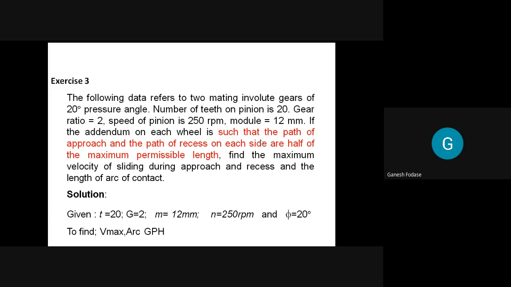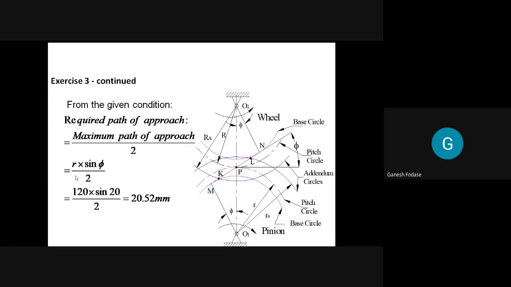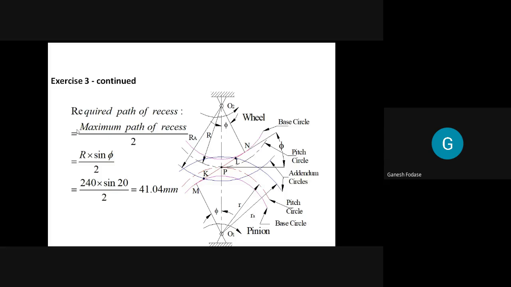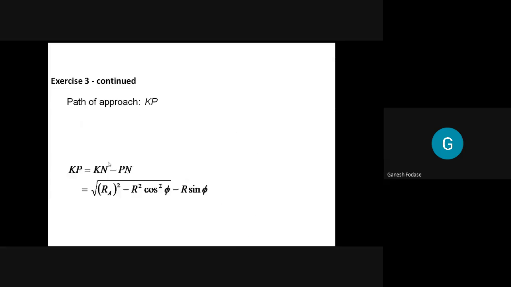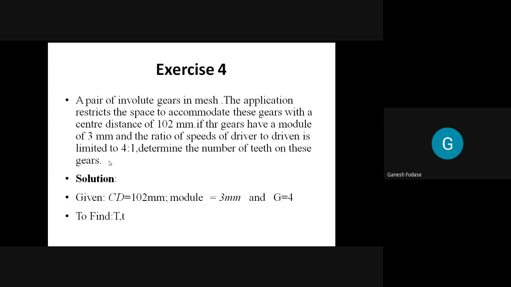What is given here? Path of approach and path of recess is half of the maximum permissible length. So by using this condition, you can start your numericals. So this condition we have to use to determine different parameters. This condition is given. So the first part is straightforward numericals. Then we discussed some basic numericals based on the concept of central distance.